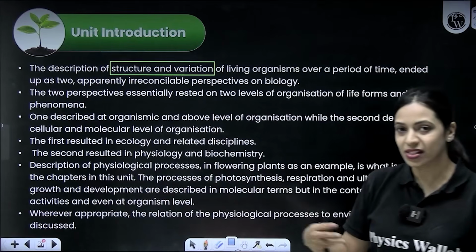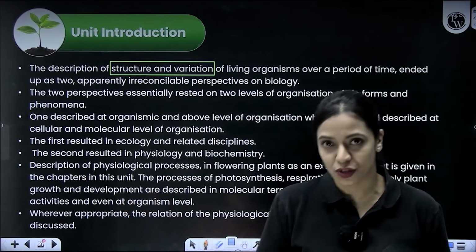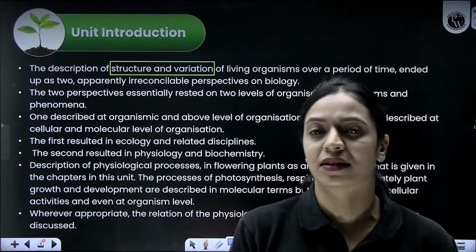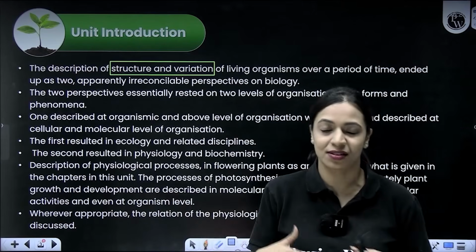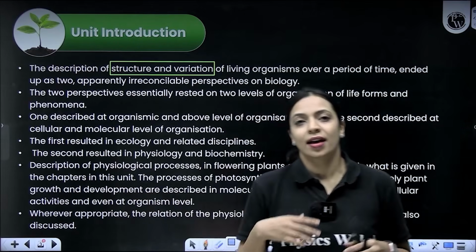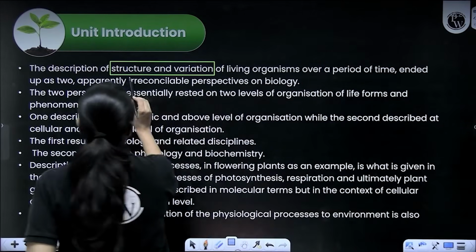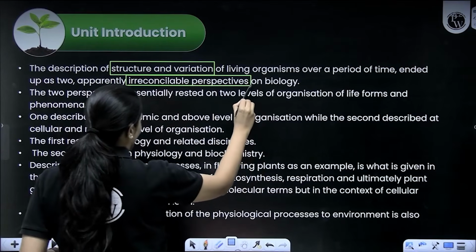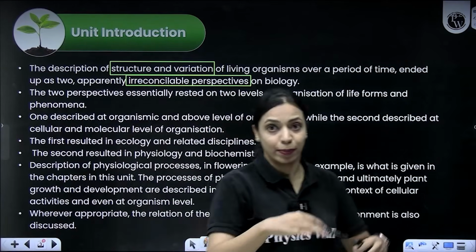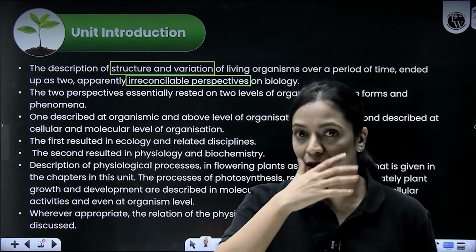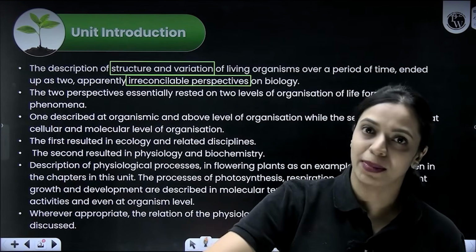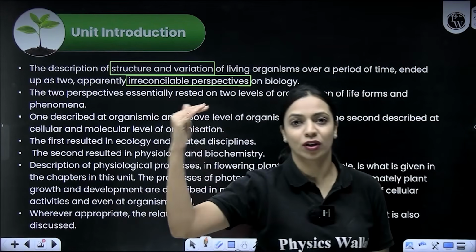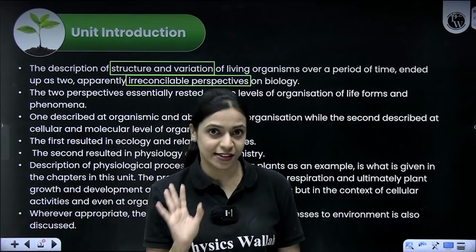Eventually, when scientists started to describe the structure of living organisms, and looked at how they are all so different from each other, at the variation, apparently there were two irreconcilable perspectives on biology. See, when we look at biology as a branch of science, within biology you have many levels of organization. Levels of organization you already know.